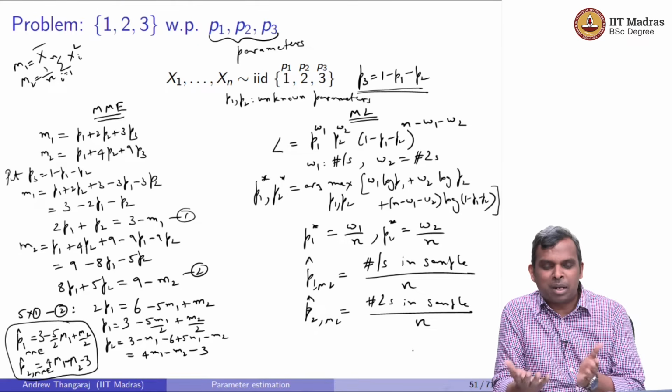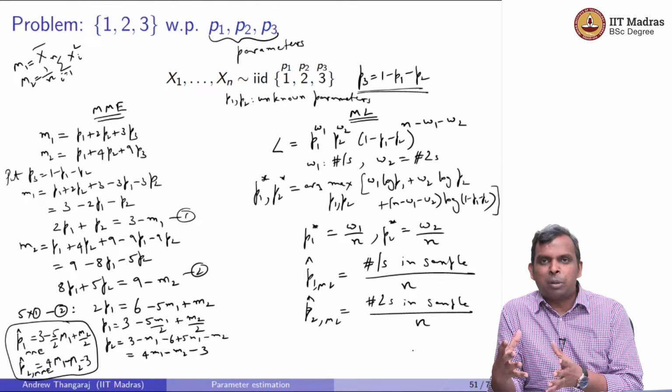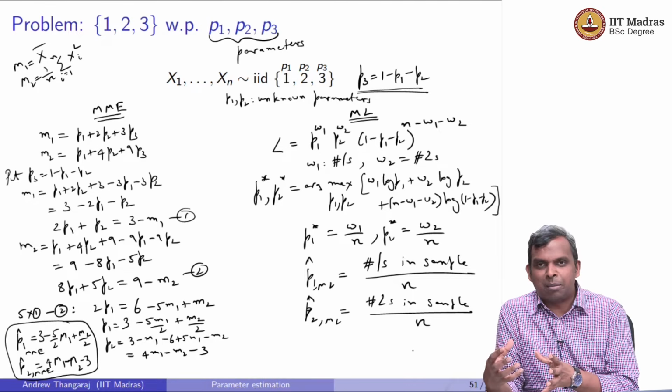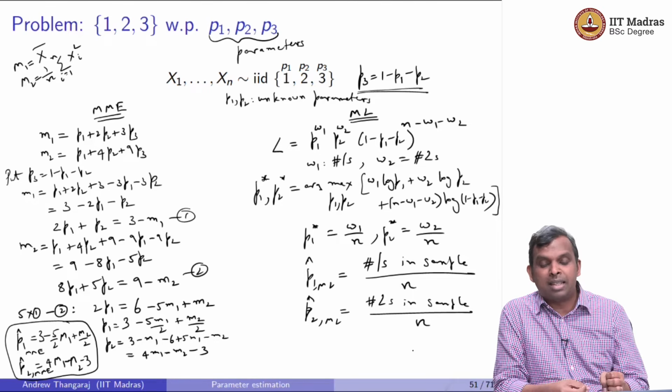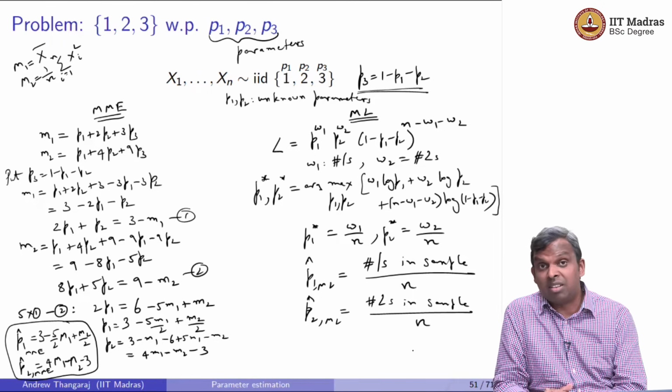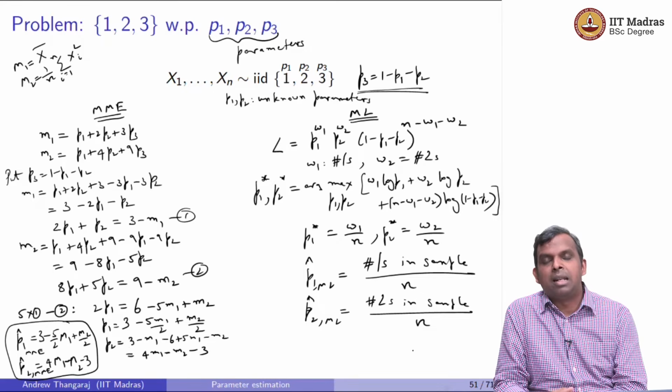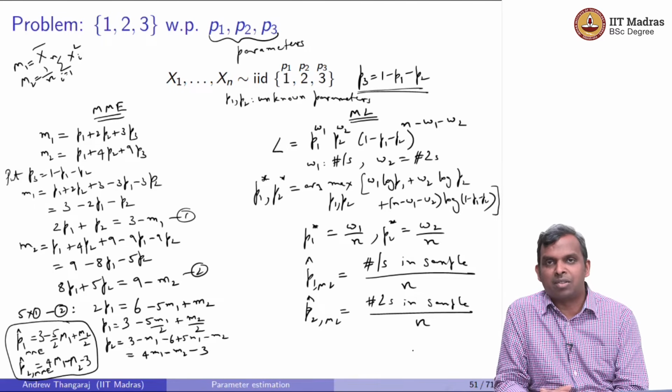So hopefully this gives you a comparison. Even though the ML decoder may seem a little bit more difficult in the beginning, the MME maybe is a bit more easy. The ML decoder gives very, very interesting answers in many cases. Okay, so in this particular case, it's very, very interesting.